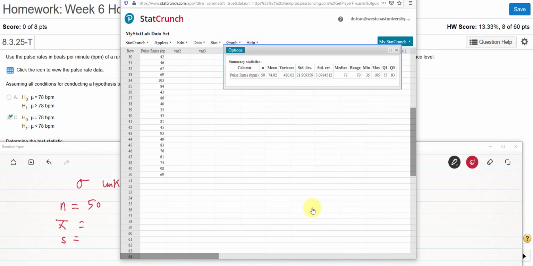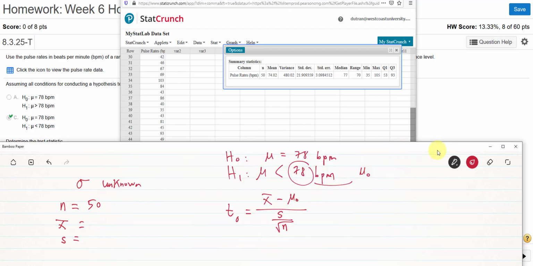So click compute. Now you see that we get the value of x bar. This is the mean, 74.02. And n is the sample size. They also give you that here. In the case that you get a large amount of data, you don't have to scroll all the way down and look for the number of rows, you just look here and it gives you the n right away. The sample standard deviation is right here, which is 21.909. So we have almost everything, right?